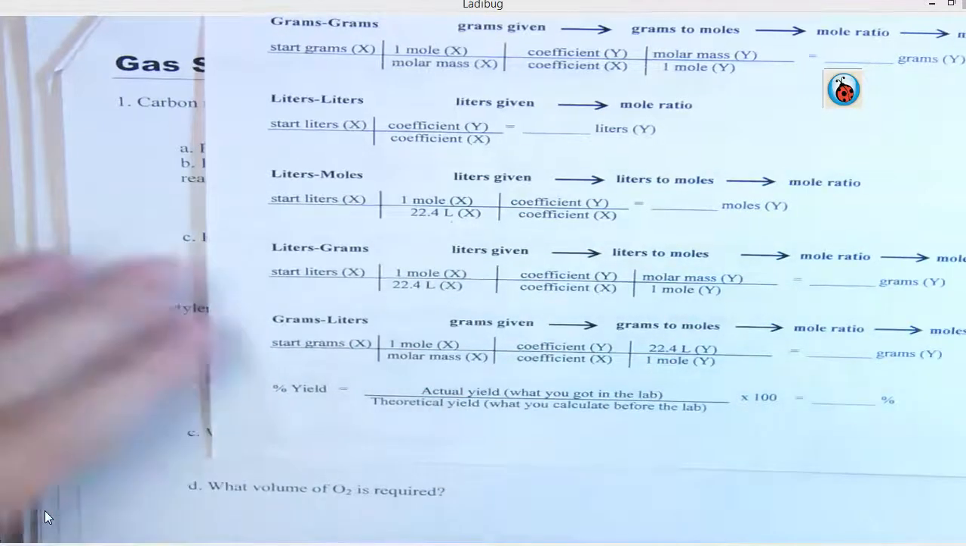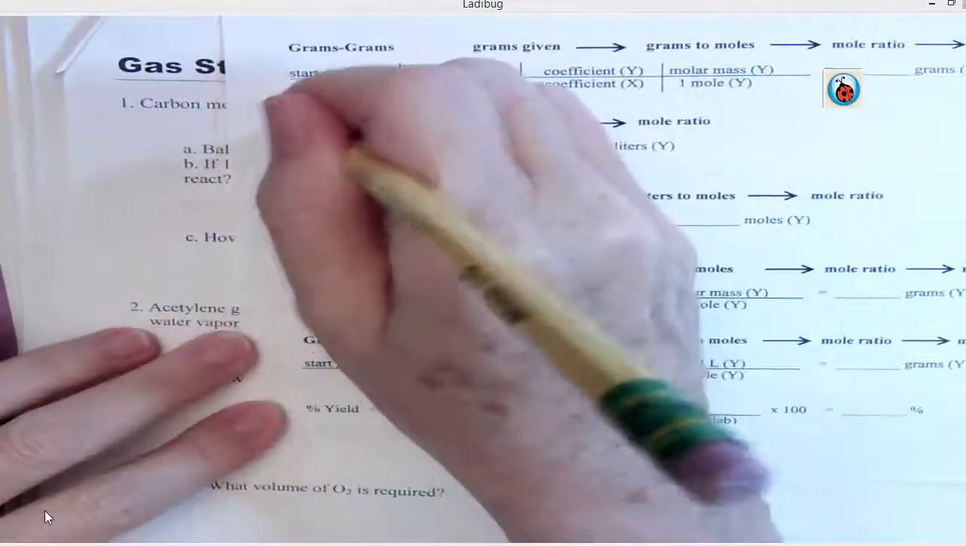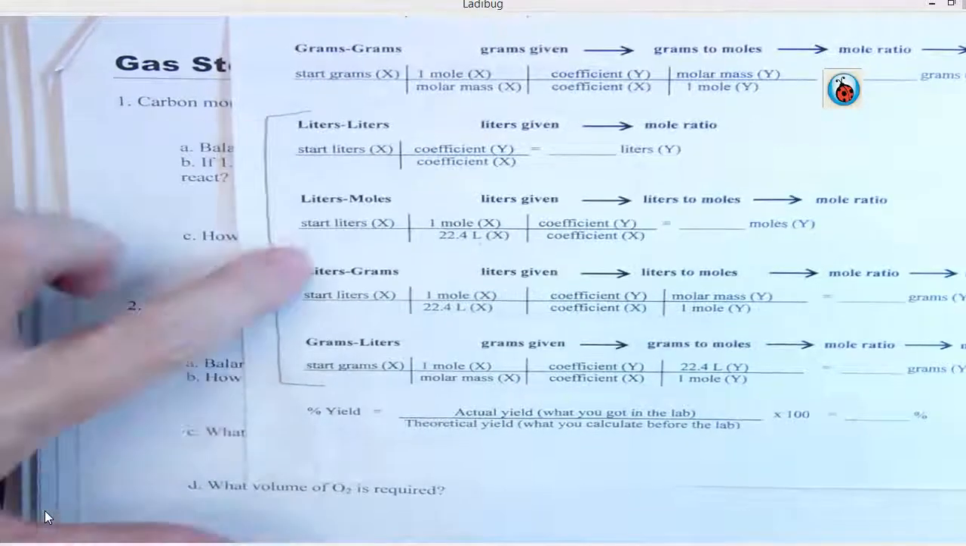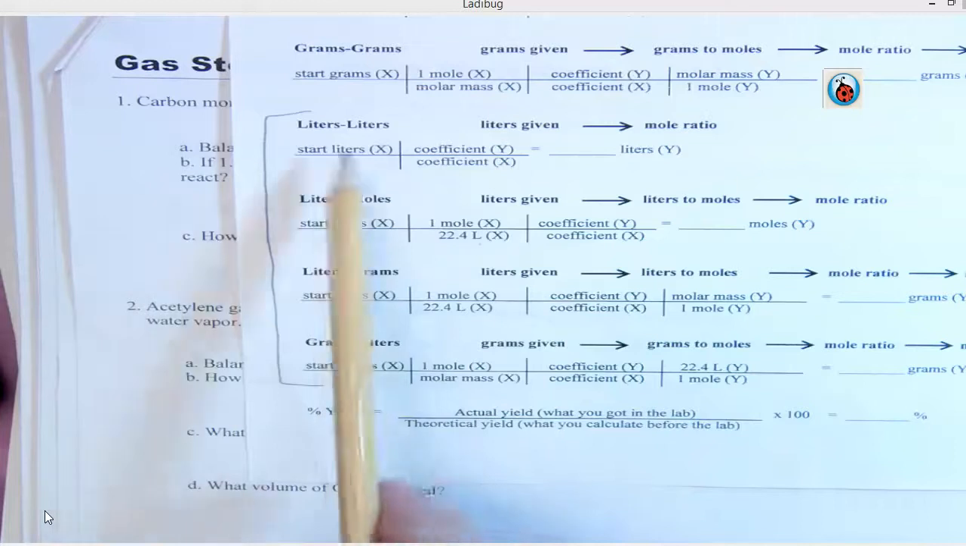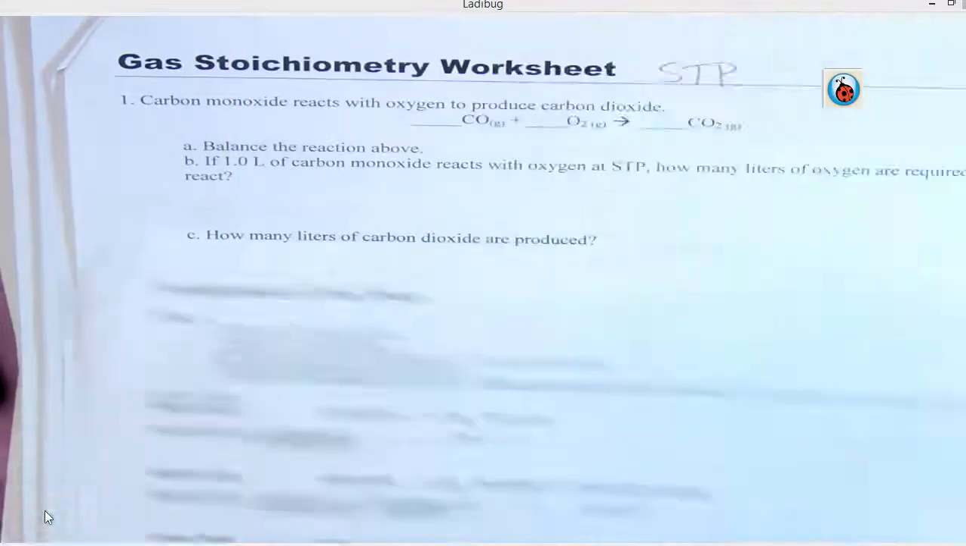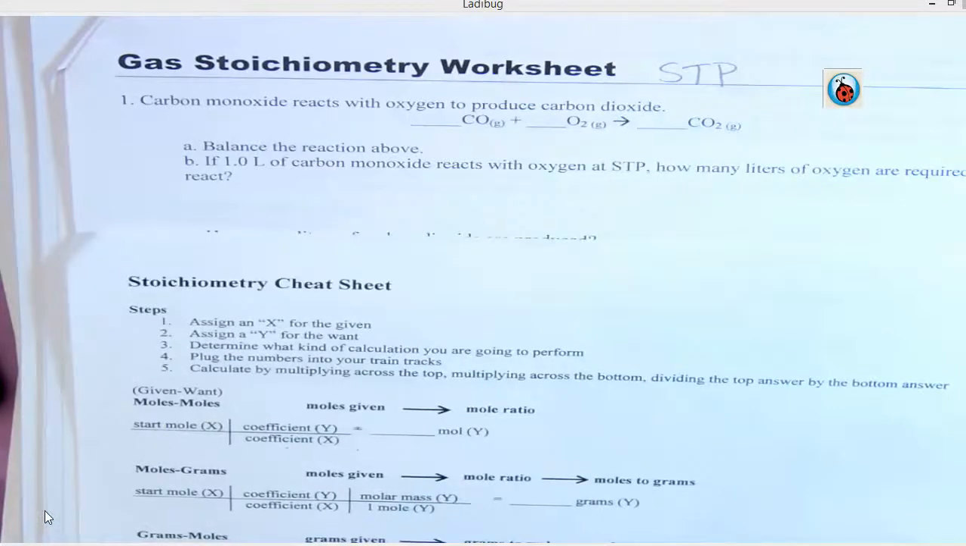But for all of ours, that's going to be true. We're going to be using these four on our cheat sheet. Let's just talk about liters to liters. What's different on this, though, is we don't have a balanced equation, so you need to go balance these equations first. If you weren't with me first semester to learn how to balance equations, please talk to me.